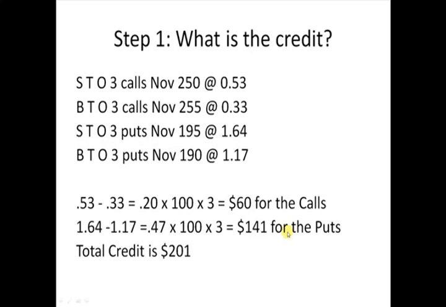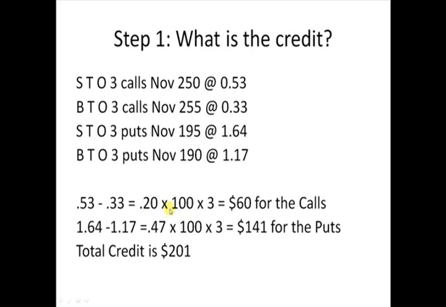So step one, what is our credit on this trade? Here's the actual trade that we have here, and what I want to do is break it up to make it easy. So let's do the calls and then let's do the puts. So basically for the calls, we have 53 cents is what we're getting as a credit because we're selling these, and we're paying 33 cents. So it's 53 cents minus 33 cents. 53 minus 33, we're left over with 20 cents.